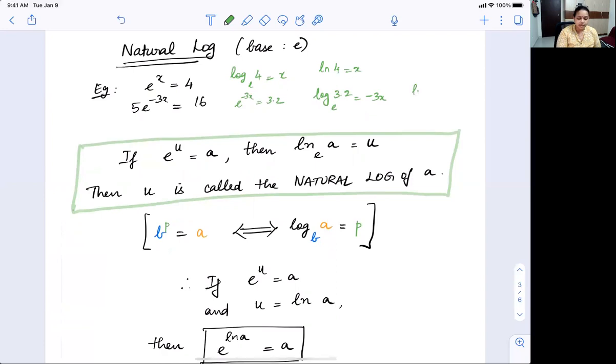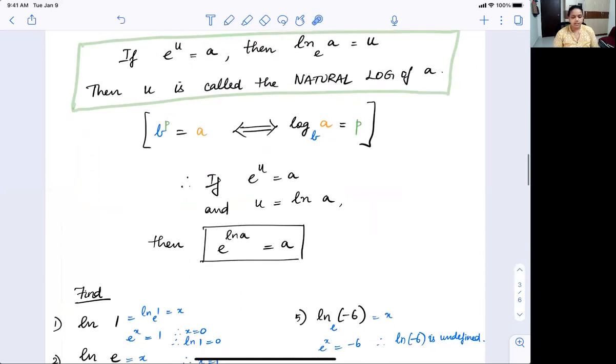Or, in the second example, this expression can be translated into this, and this is just log 3.2 to the base e is minus 3x, and this is just ln 3.2 is equal to 3x, and so on. Now, let's do a couple of definitions here.